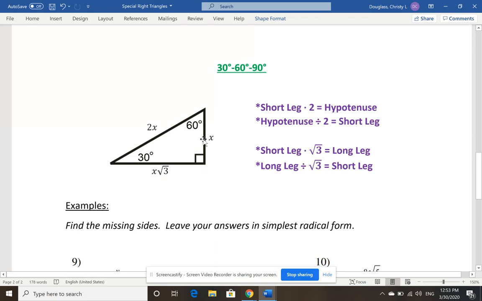Look at this problem. This side is x. I need to know x before I can figure out what 2 times x is. I need to know x before I can figure out what x times the square root of 3 is. So always try to find your short leg first, even if that's not ultimately what you're looking for in the problem. Okay? Let's look at some examples.